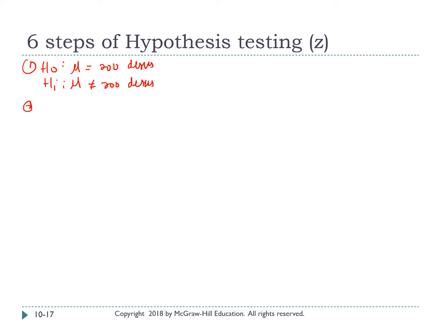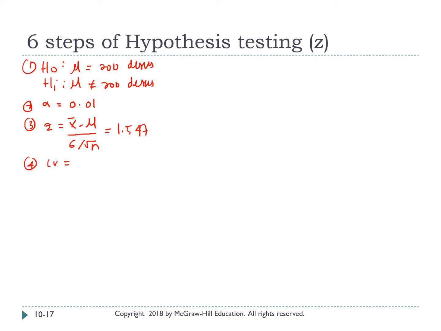Second step, you have to write your alpha. Alpha equals 0.01. Okay, step number 3, you have to compute your test statistics. You can use t-test or you can use z-test. But in this case, since the sigma is given, you have to use z statistics. So z equals x bar minus your mu over sigma divided by square root of n. By applying this formula, you should get the value of your z equal to 1.547.